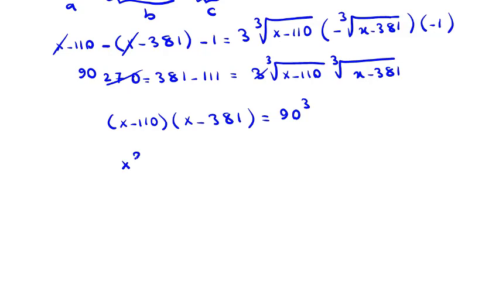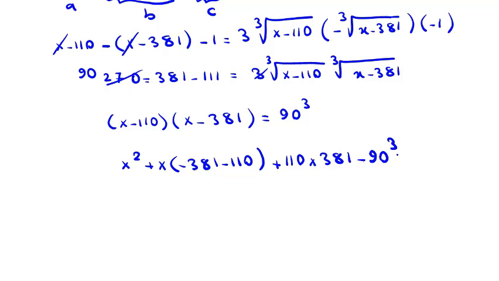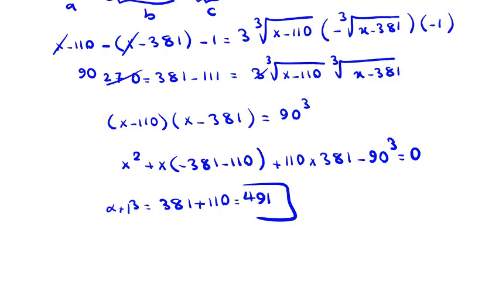So you say, okay, it is equal to x squared and then plus x times negative 381 minus 110 and plus 110 times 381 minus 90 cubed equals 0. So we know the sum of roots of this quadratic is negative b over a. A is 1, b is this, so it will be 381 plus 110. So the answer equals 491.